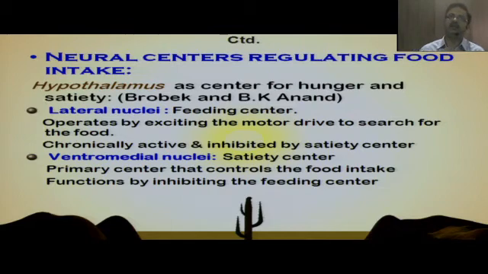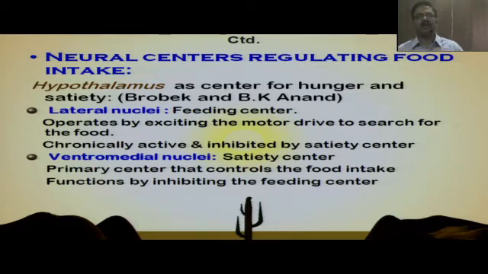There are neural regulators, neural centers which regulate the food intake, and the hypothalamus is the important major site for neural centers. Professor B.K. Anand and Brobeck together discovered the satiety and the feeding centers. Now the lateral nuclei of the hypothalamus act as a feeding center. It operates by exciting the motor drive to search for food, and it is chronically active and inhibited by the satiety center.